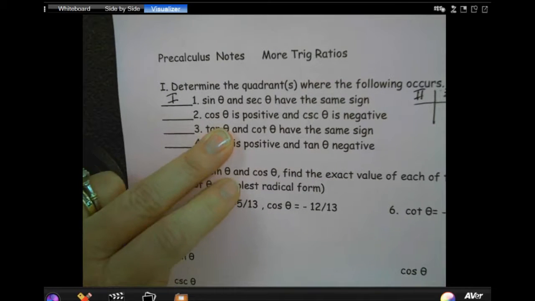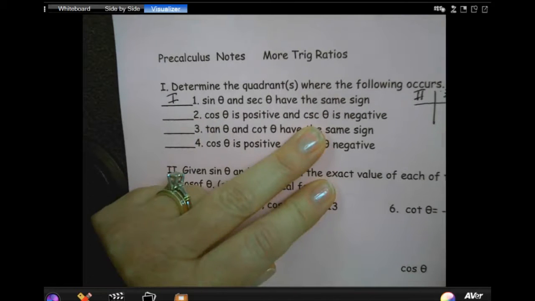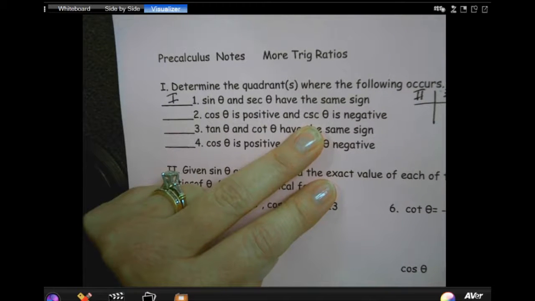Cosine of theta is positive. So where's the cosine positive? It's this one, right? It's the 1 and 4. Where's the cosecant negative? Cosecant is the inverse of which one? Sine. So I want to know where y is negative. Y is negative in 3 and 4. So where do these two overlap? Just 4.